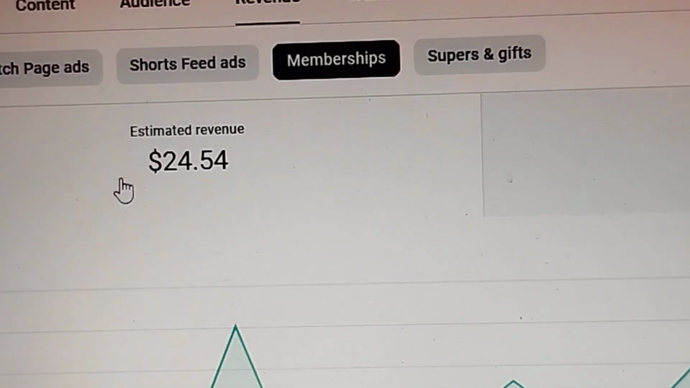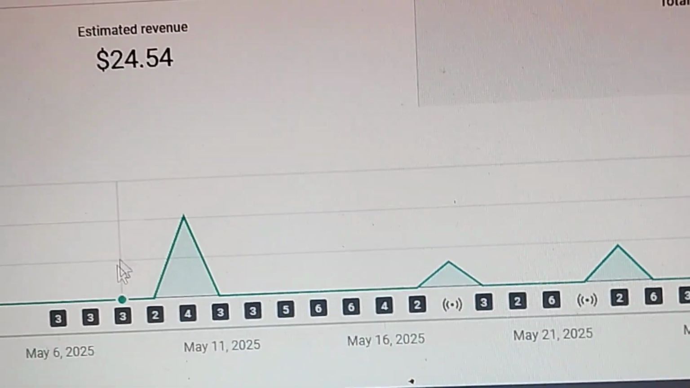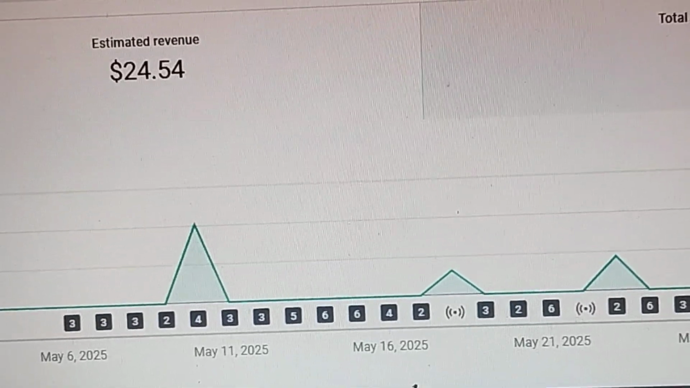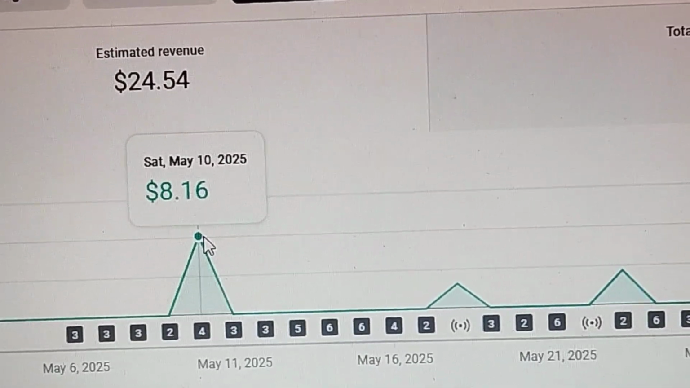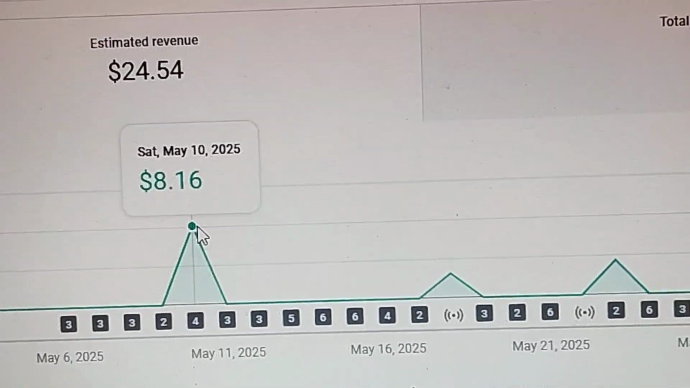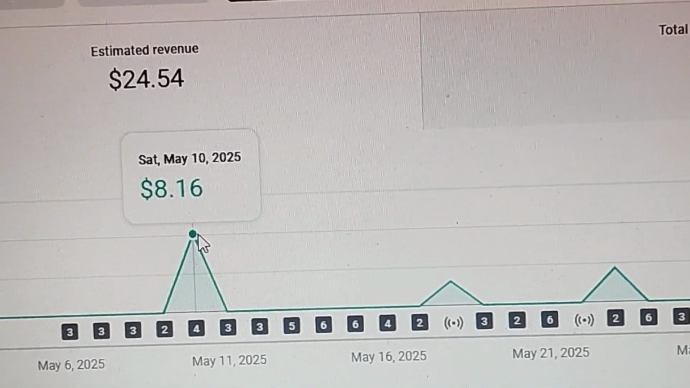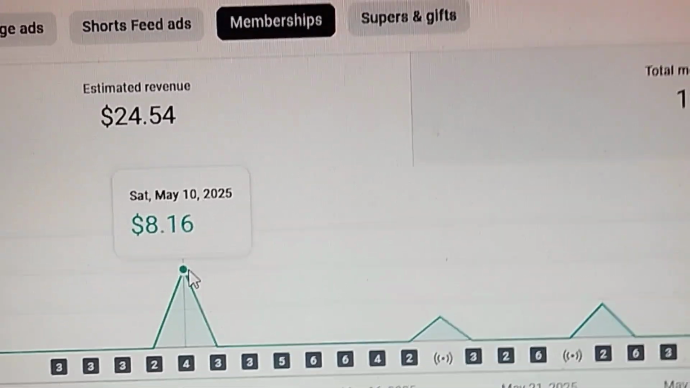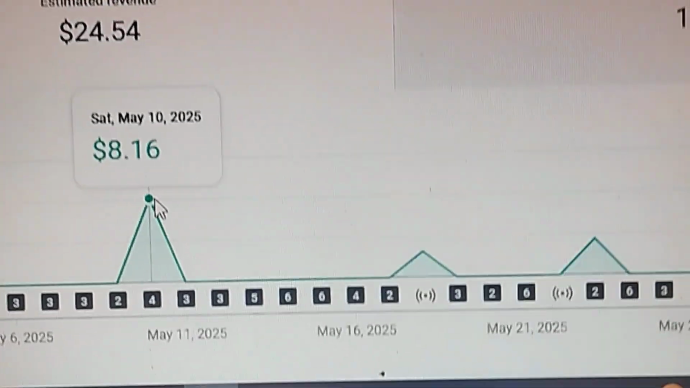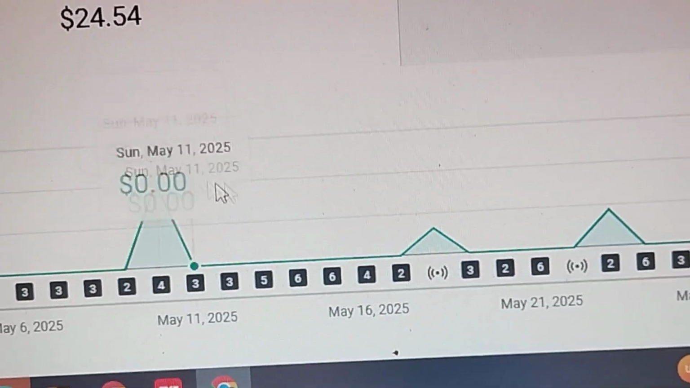Now from my memberships, I made $24.54. And as you can see from my chart here, it was 0. There was no member. I got my first member on May 10th. This was a member who joined a package for $8. I have 3 packages for memberships. So I think this is the highest package. For the highest package, you just get $8. It's not much, but it's something.